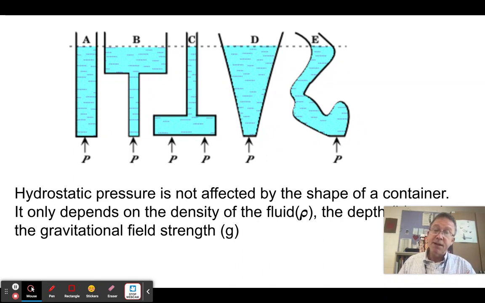It is worth noting, if I put a container in an elevator and hit the up button, it's as though gravitational field strength got stronger, so the pressure would get bigger, okay? And conversely, if it went down, the opposite. I don't know if they ever do that, but it is worth noting that g isn't always necessarily going to be 10.